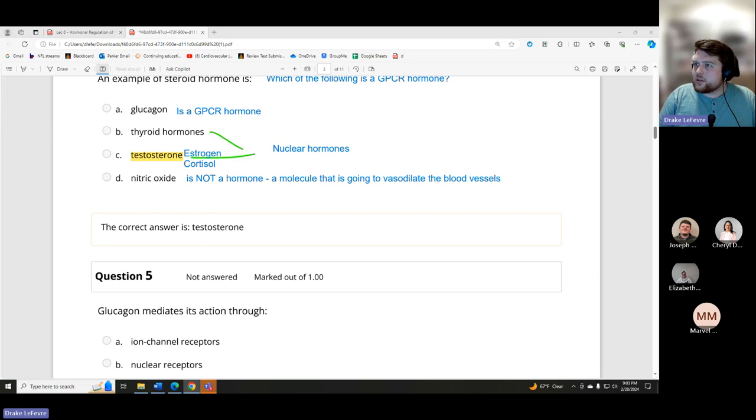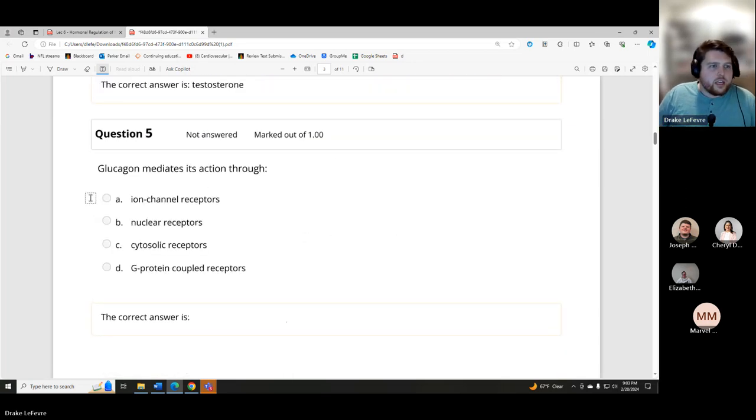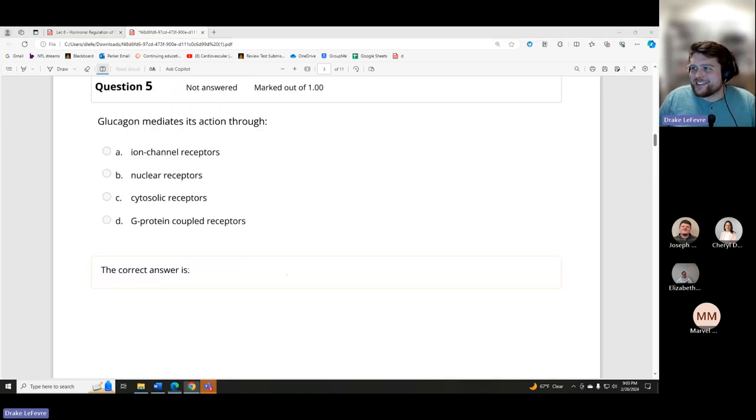Real quick, cortisol. Cortisol is also known as a corticosteroid. So it's steroid right there in the name. Cortisol or a corticosteroid. Okay. I predicted the future, I guess. Glucagon mediates its actions through which of the following?